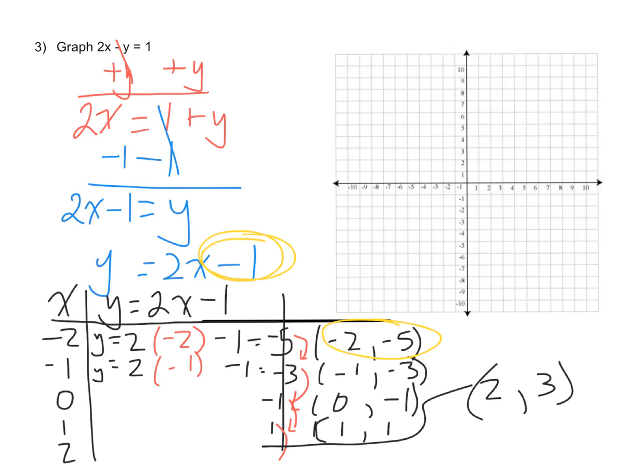1, 2, 3, 4, 5. Should be right around there. It was my best try. Sorry if I'm like horribly missing. And then negative 1, negative 3: negative 1, negative 2, negative 3. Oh, I missed by a bunch there. Undo.